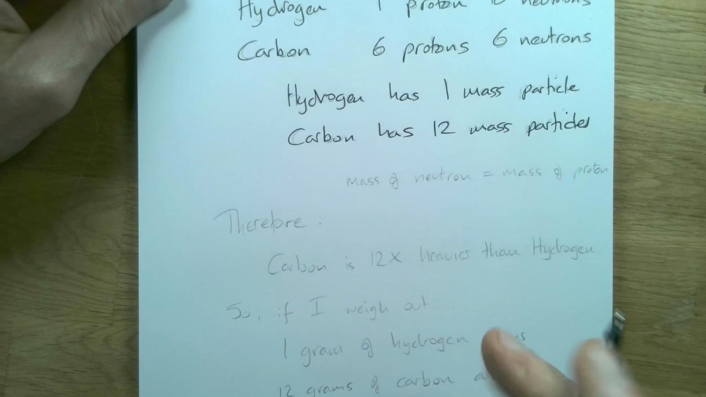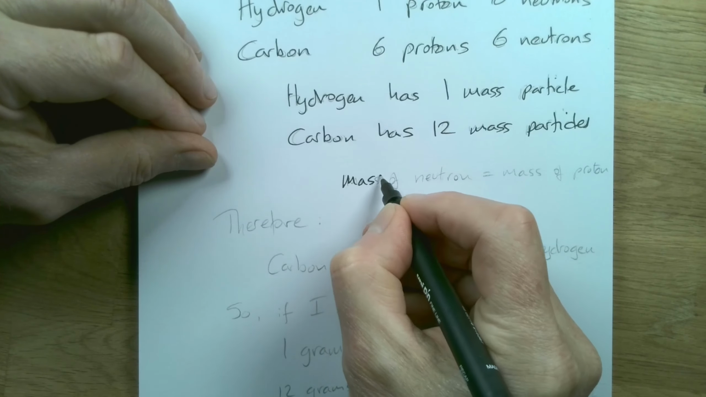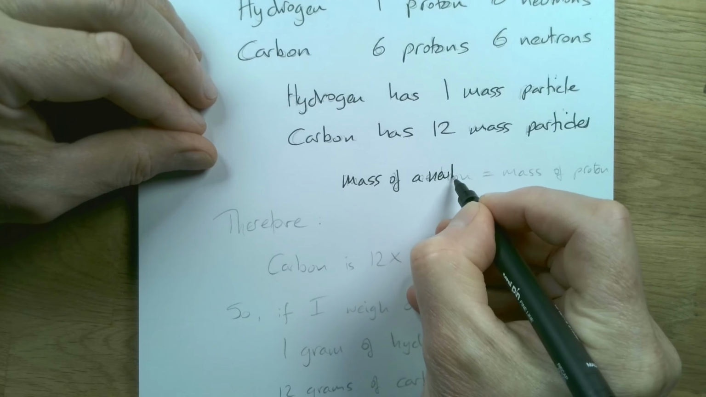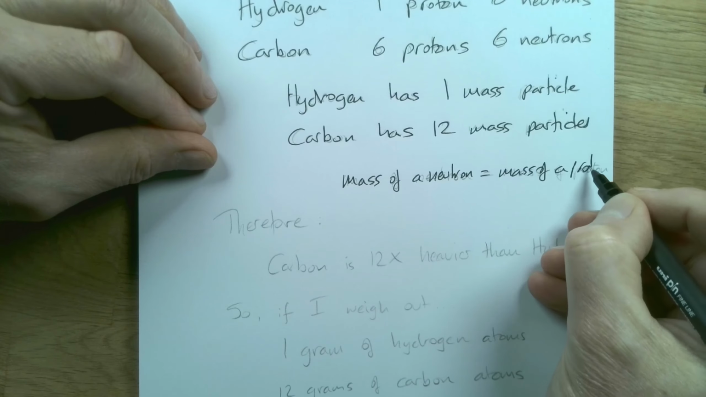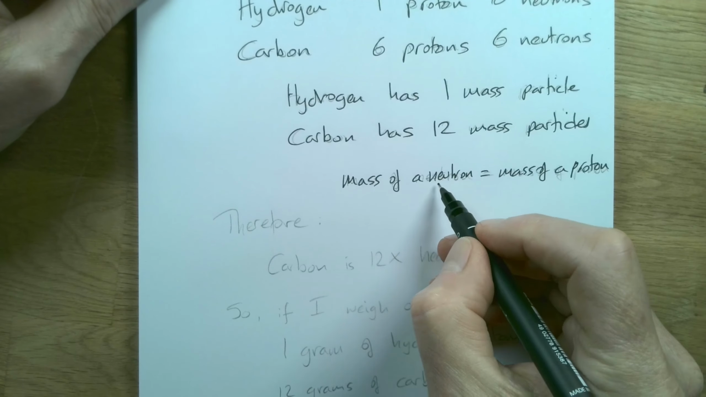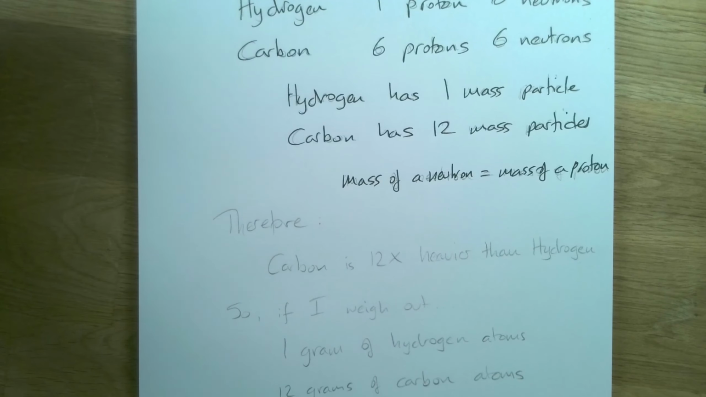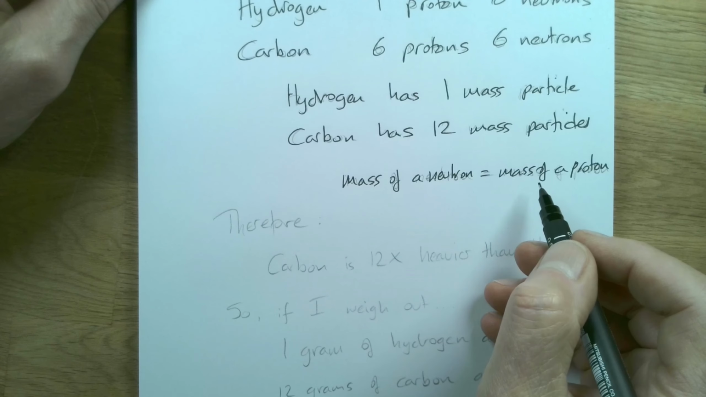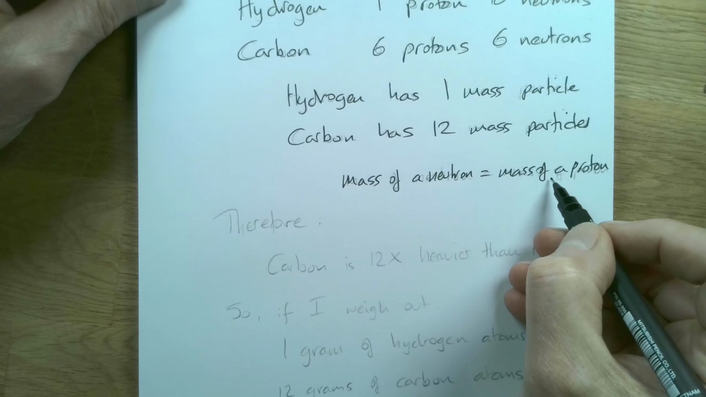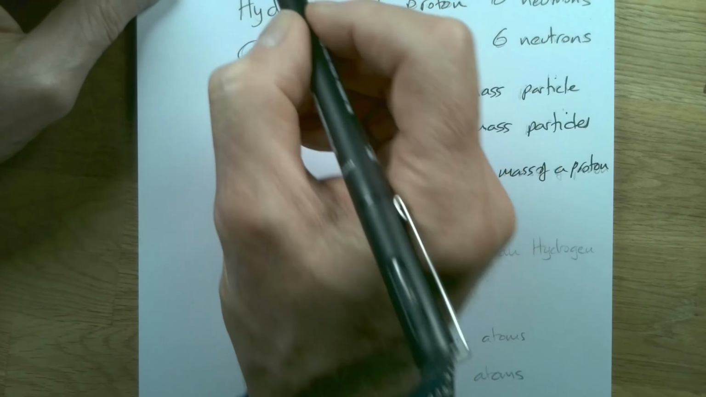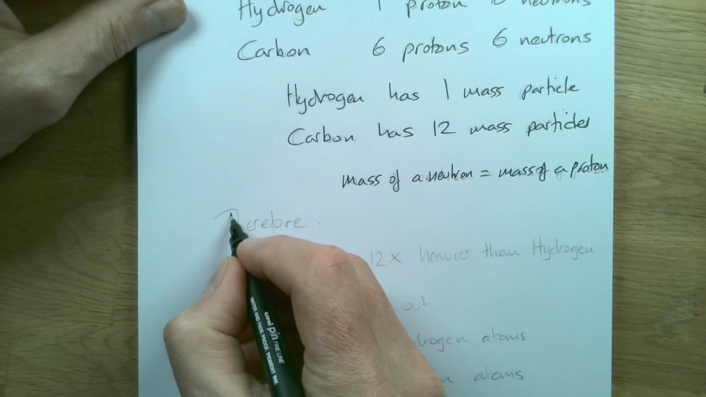Now, for the purposes of this thinking, the mass of a neutron equals the mass of a proton. Now, a proton is slightly lighter than a neutron, but we don't count electrons. So when you add a proton and an electron together, you get practically the mass of a neutron. Now, there's quantum physics involved in that, and the masses aren't exactly equivalent, but the bottom line is it's near enough. Okay, so the mass of a neutron equals the mass of a proton for our purposes in calculating relative atomic mass.